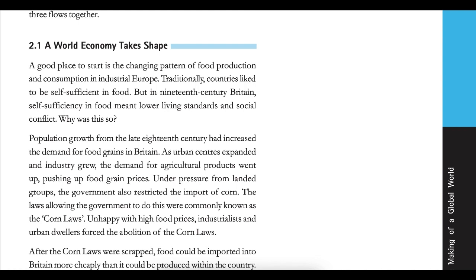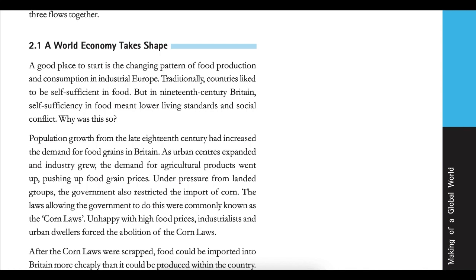A world economy takes shape. A good place to start is the changing pattern of food production and consumption in industrial Europe. Traditionally, countries like to be self-sufficient in food. But in 19th century Britain, self-sufficiency in food meant lower living standards and social conflict.